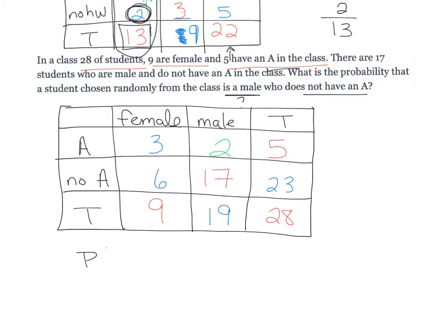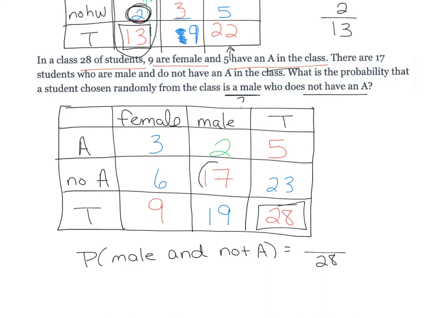So this is probability of male and not A. And there's a large part of this that's reading comprehension, so I understand if it gets a little tricky to see what they're asking for. So the total here, we don't have conditional, no givens. We're going to have 28 on the bottom, and male and not A is right here.